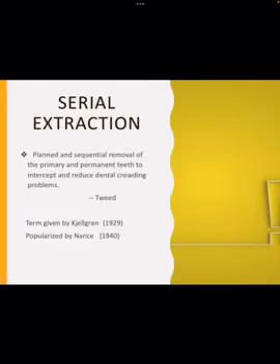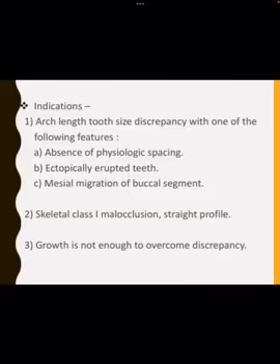Serial extraction. So serial extraction is a planned and sequential removal of the primary and permanent teeth to intercept and reduce dental crowding problems, which is a definition given by Tweed. The term was given by Jelgren in 1929 and it was popularized by Nance in 1940.